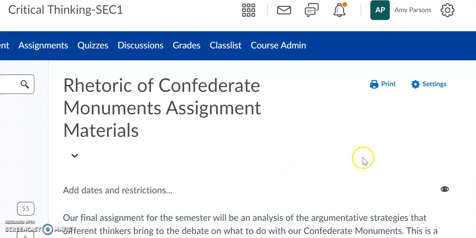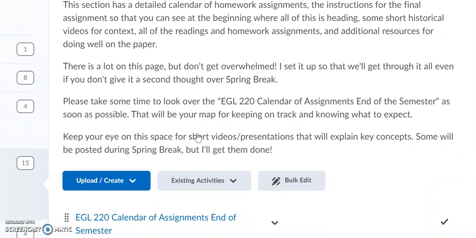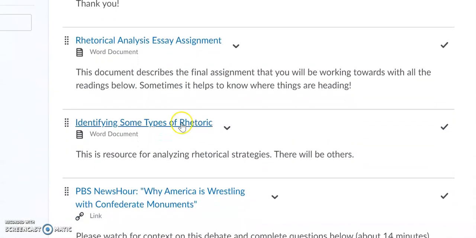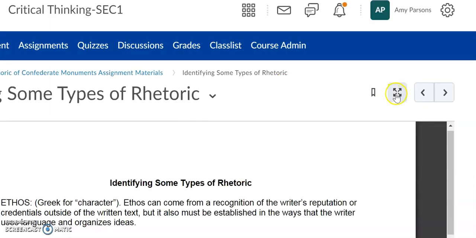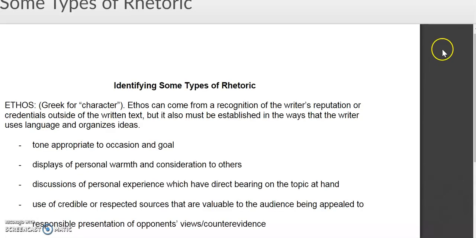Okay, so I should have expanded that, but it's okay. Here is the Confederate monument assignment material, and I'm going to scroll down to this document right here, and I'm going to open it up. I'm going to see if I can get that to be full screen, which I can. Perfect. So this document isn't very long, it's about a page, and what it does is it just tells you some things to look for when you're trying to find certain rhetorical strategies.